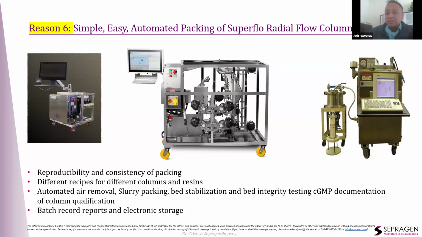The other reason for making the switch is the columns are reproducible and the process can be automated, whether it's small scale or large scale. People can pack those columns manually or in an automated way. They can store all the data. They can have different recipes for different columns and different resins, right? And they can check the HETP and asymmetry, and they're all within the bounds that are acceptable in this industry.